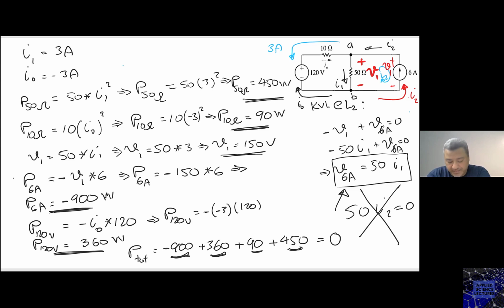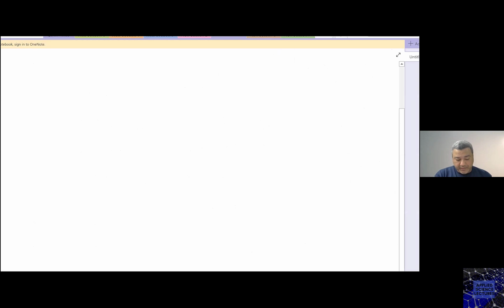Sure. Yes. So I had it backwards, and power absorbed is positive and power put out is negative. Okay. Is that correct? If we have, just a second.